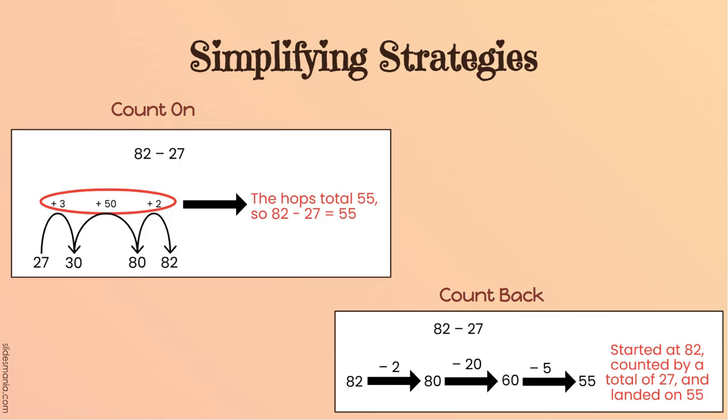Addition is easier for a lot of our kids. And so if we can teach them that if I'm trying to find 82 minus 27, then I'm really just looking for the difference between those two numbers, like on a number line, how far apart they are. So it doesn't matter if I start at 82 and count backwards, or if I start at 27 and count forwards, I'm looking for the distance between those two numbers.